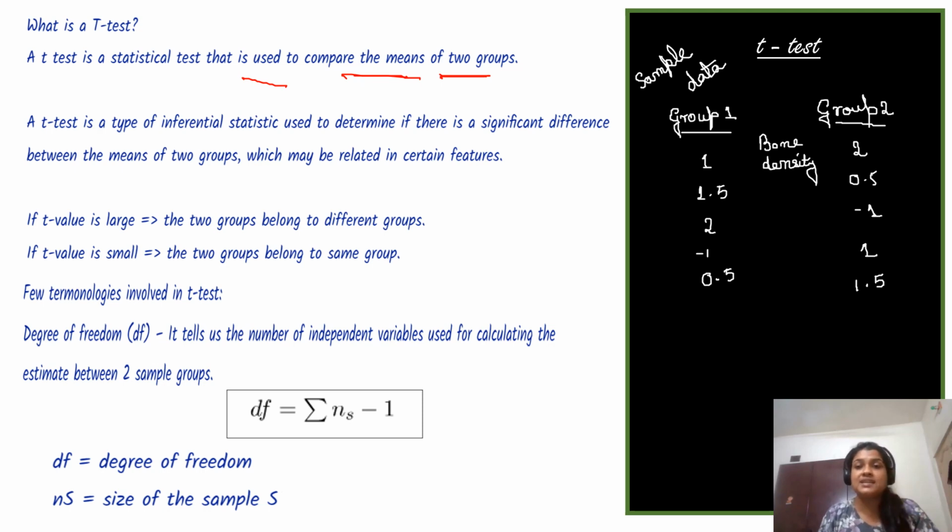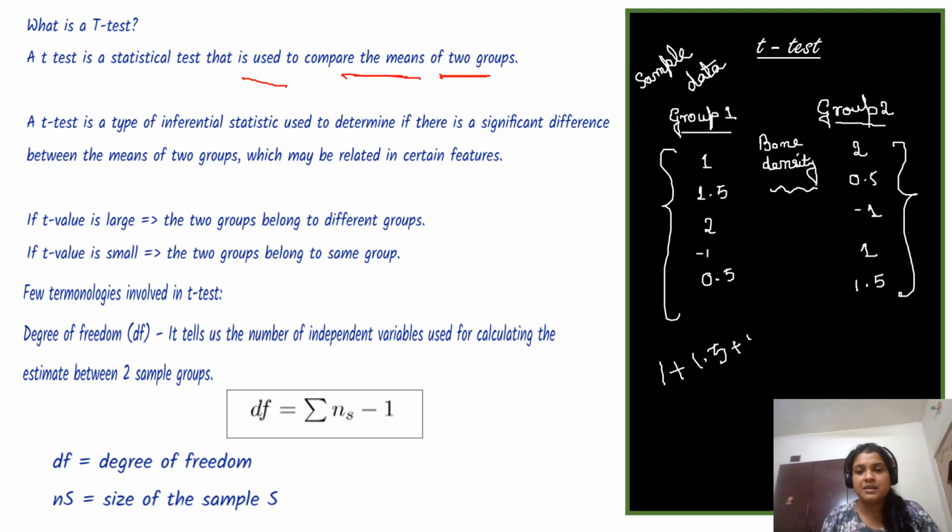See, in the blackboard here, I have written two groups, and this is, for example, bone density of two groups, group 1 and group 2. So this is the sample data. So what is the population here? Here I have taken, for example, 5 members in each group. So there would be some mean of this group 1 value. What would be the mean? 1 plus 1.5 plus 2 plus minus 1 plus 0.5 divided by 5.